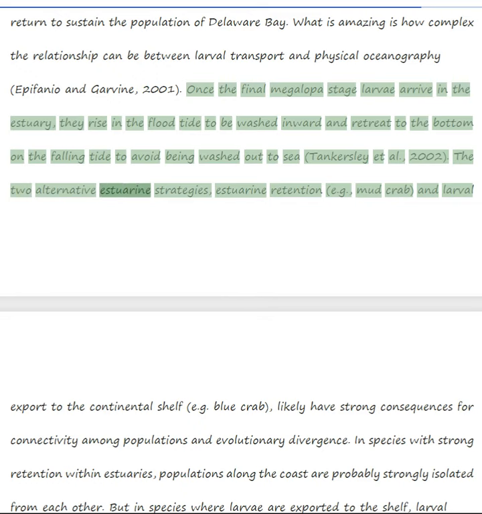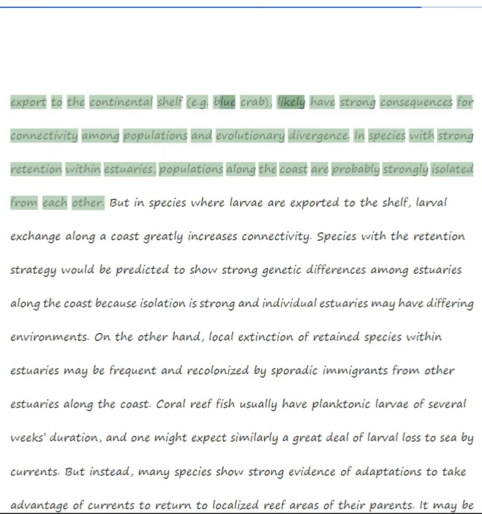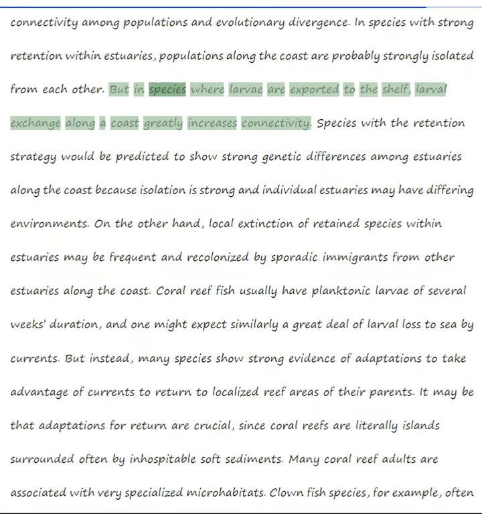The two alternative estuarine strategies, estuarine retention and larval export to the continental shelf, likely have strong consequences for connectivity among populations and evolutionary divergence. In species with strong retention within estuaries, populations along the coast are probably strongly isolated from each other. But in species where larvae are exported to the shelf, larval exchange along a coast greatly increases connectivity.